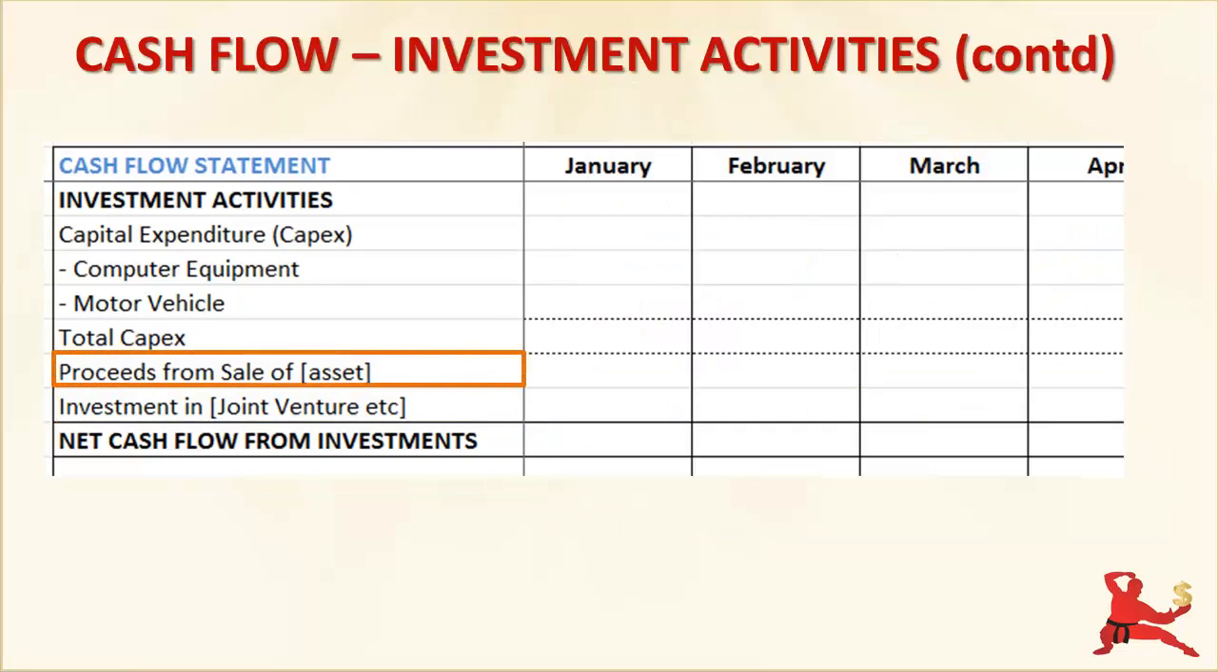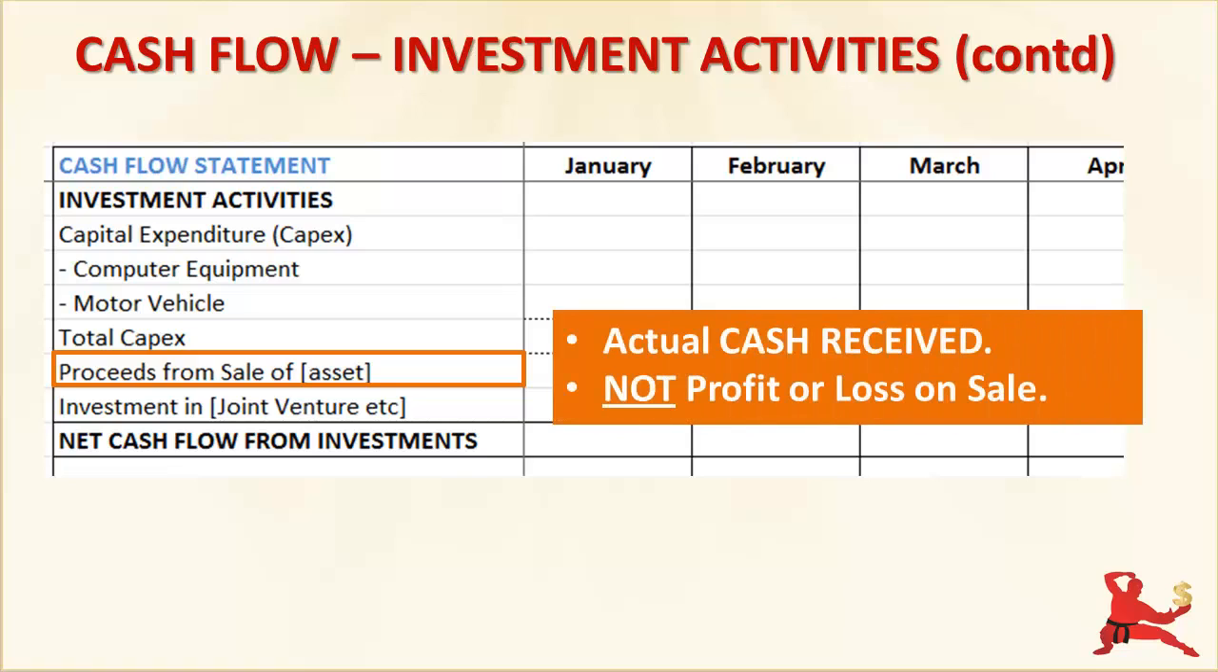If you sell off any fixed assets or sell your investments in businesses or joint ventures or intellectual property, the actual proceeds from the sale are included here as cash inflows. Note that this is the actual cash received and not the profit or loss made on the sale of these assets. The cash flow statement is about cash, not the accounting profit or loss.